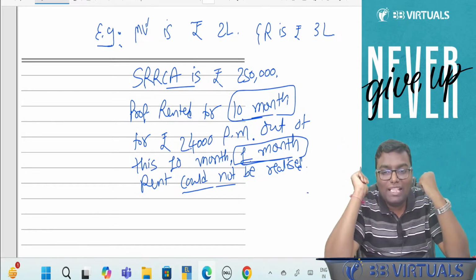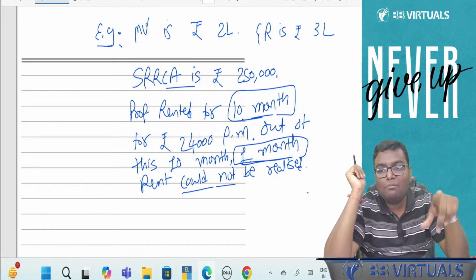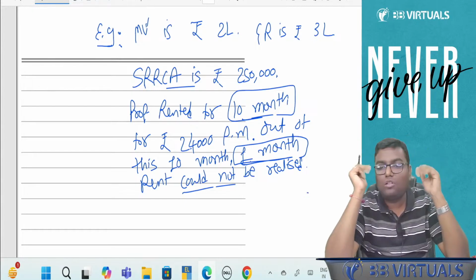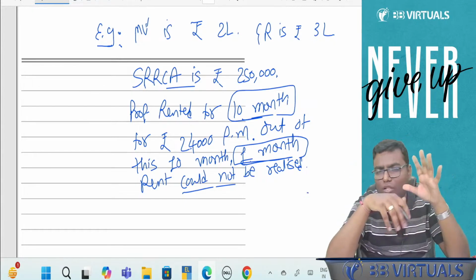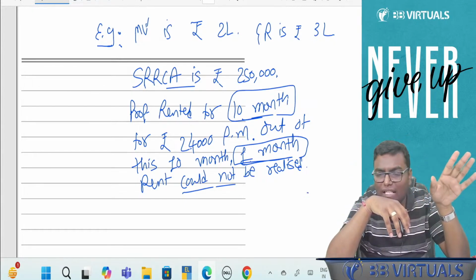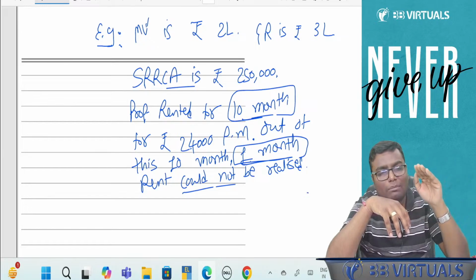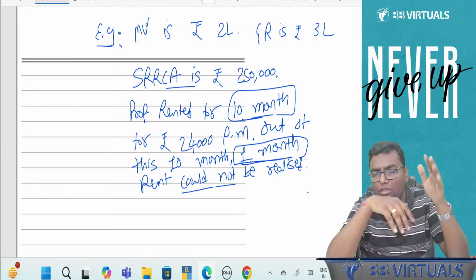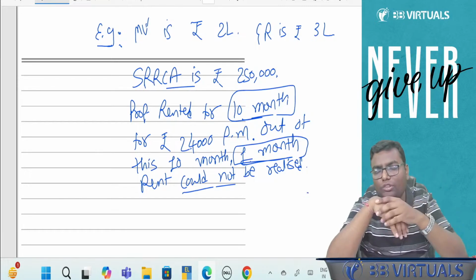How to solve GAV if these two concepts are in the same question? You solve it first. You apply your mind. First you have to apply unrealized rent. Then you have to apply the concept of loss due to vacancy. You solve it on your own and then I'll guide you what to do in this case.